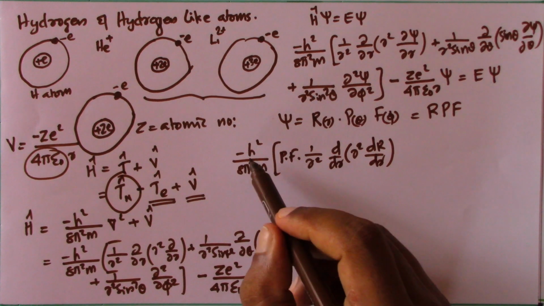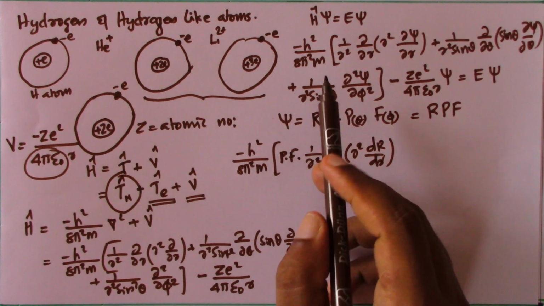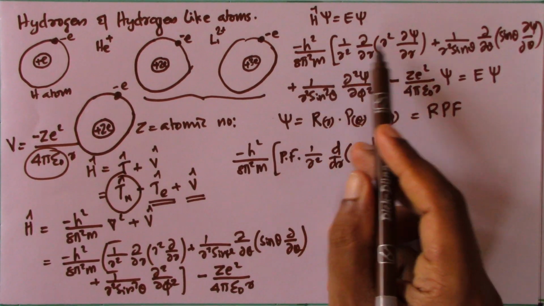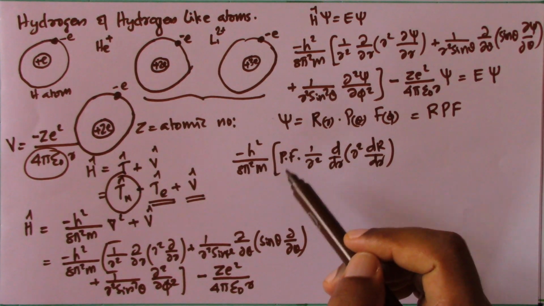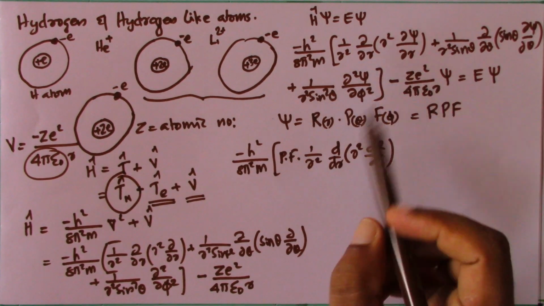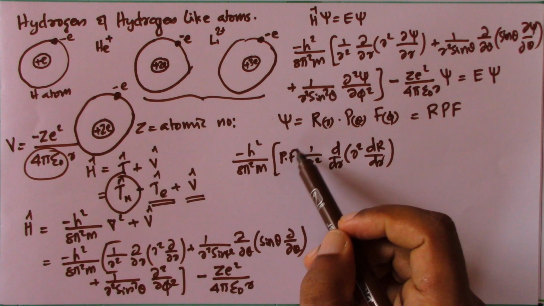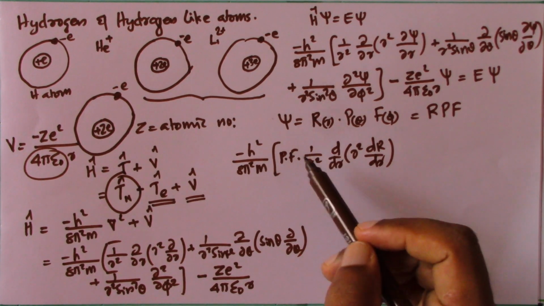So that is minus h square divided by 8 pi square m, P into F into, in this case P and F will be taken out, because the differentiation is not going to operate over these functions, because these functions are not functions of r.